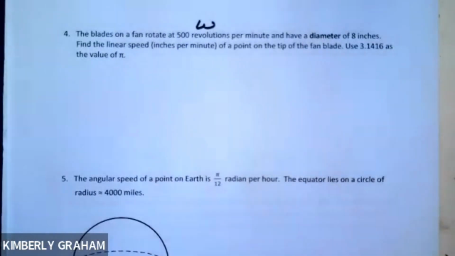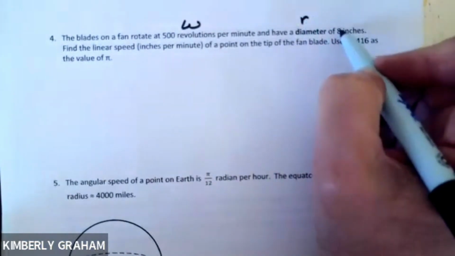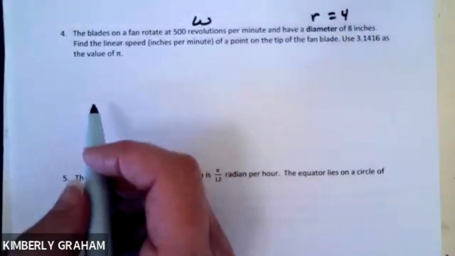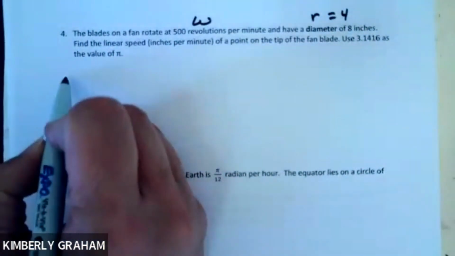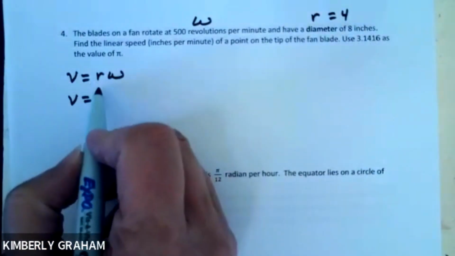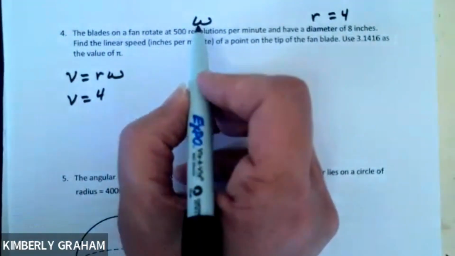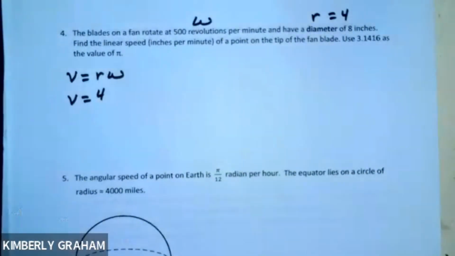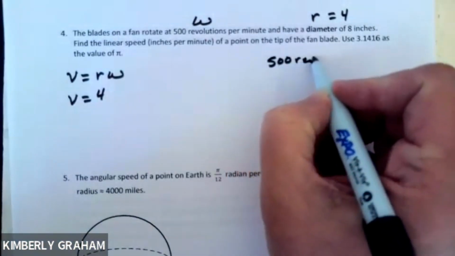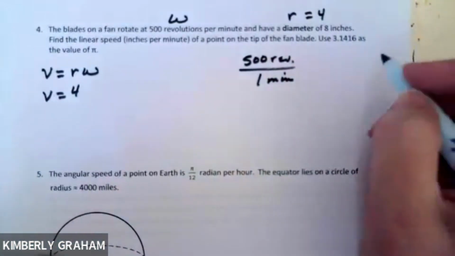Also notice that you're given the diameter, not the radius. So to find the radius, we just take this number, divide it by 2. So my radius is going to be 4. I am asked to find the linear speed. So this is my formula I'm going to be using. I know that my radius is 4, and I need my angular speed in radians. Right now, it's in terms of revolutions per minute. So I'm going to take this 500 revolutions per 1 minute and change that to radians per minute.